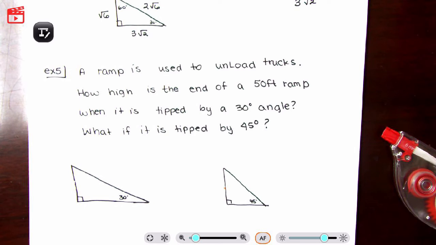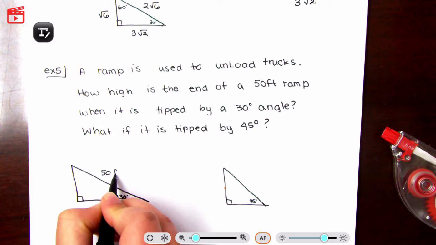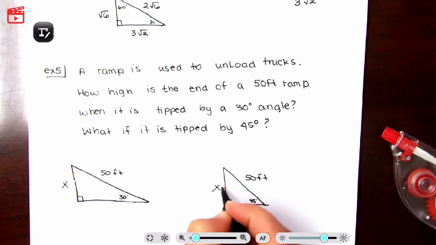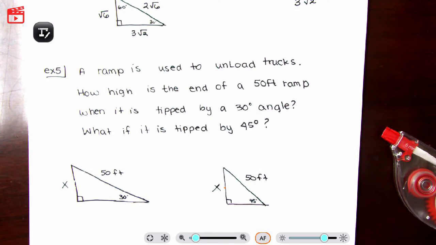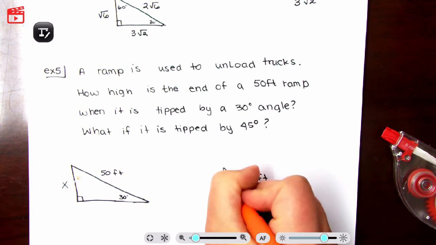A ramp is used to unload trucks. How high is the end of a 50-foot ramp when it is tipped by a 30-degree angle? What if it is tipped by a 45-degree angle? All right, so the ramp is this guy right here, your hypotenuse, and that is 50 feet. We want to know how high the ramp sits on that truck. So we have a 30, 60, 90 triangle. Here's our 60. On this one, we have a 45, 45, 90 triangle.